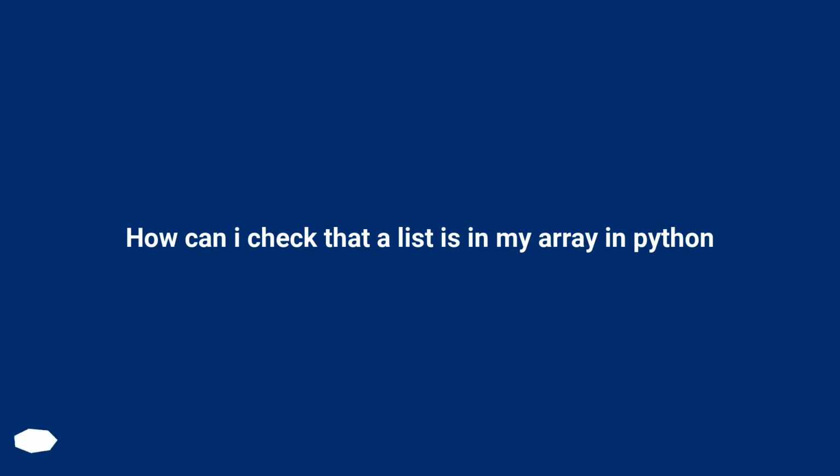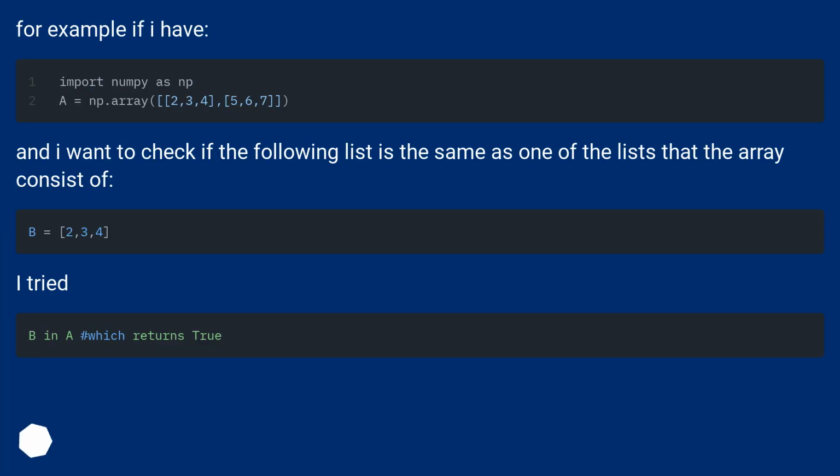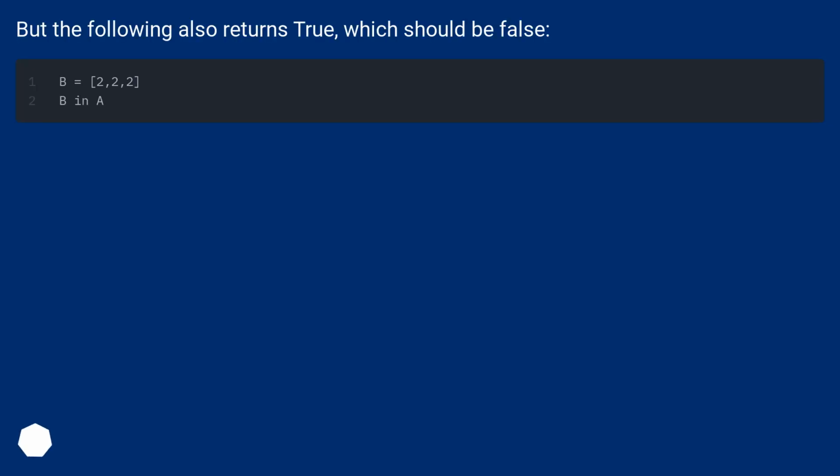How can I check that a list is in my array in Python? For example, if I have this array, and I want to check if the following list is the same as one of the lists that the array consists of. I tried this, but the following also returns true, which should be false.